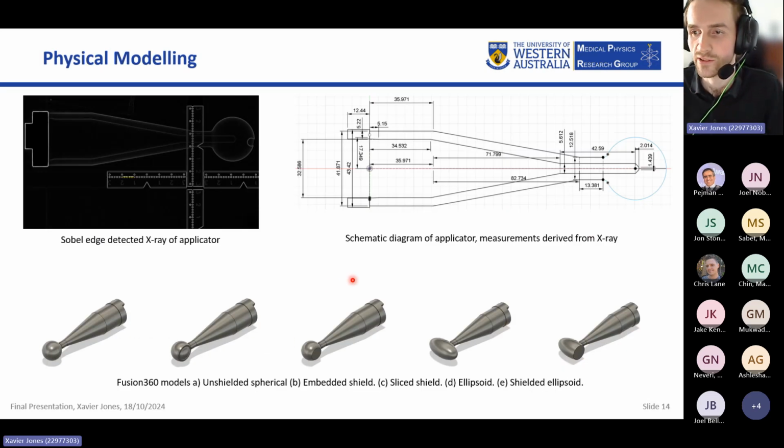To 3D print the applicators for physical measurements, accurate dimension measurements were needed. Here is the Sobel edge-detected X-ray of an applicator, which was provided to me by Marsha, from which the measurements could be extracted to produce this schematic diagram in Fusion 360 of the 3.5 centimeter diameter applicator. Using this, an initial spherical model could be produced as a base, and then modifications could be made to make the other applicators. Although only a selection of applicators were to be 3D printed, all applicator shapes I described earlier were simulated, and models were produced along with their respective shields.